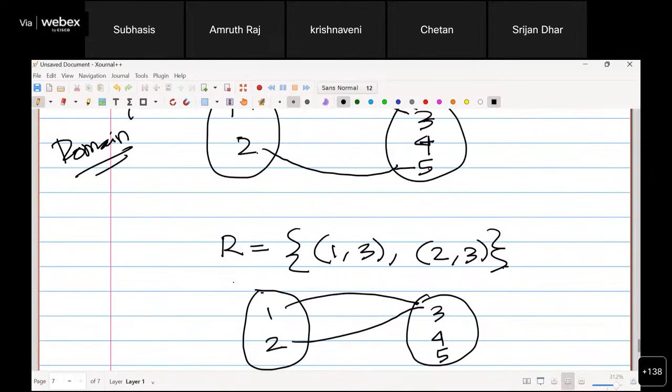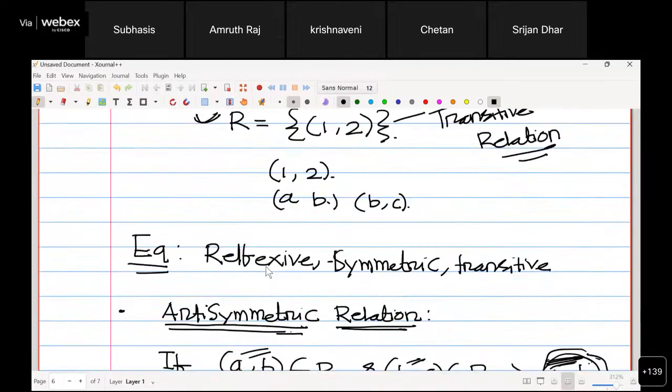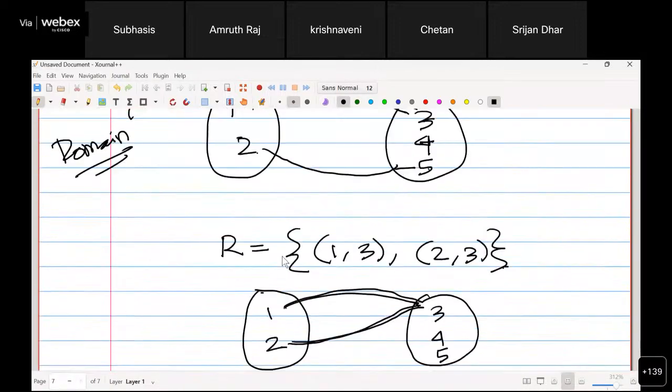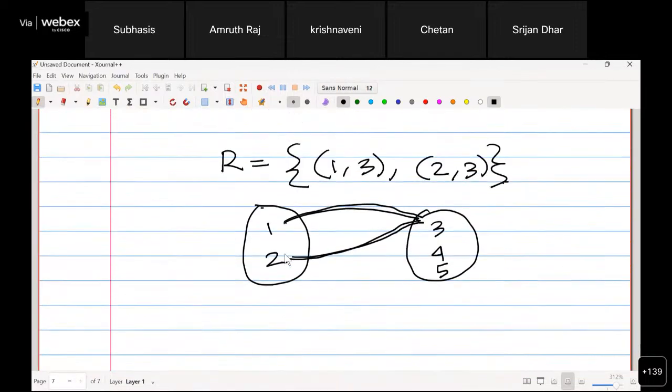In the domain, one cannot go to 3 as well as 4. But here two elements can go to the same element. That is allowed. Try to read the definition: each element in the domain must have a unique image; the codomain will not be a problem. So this is a function.